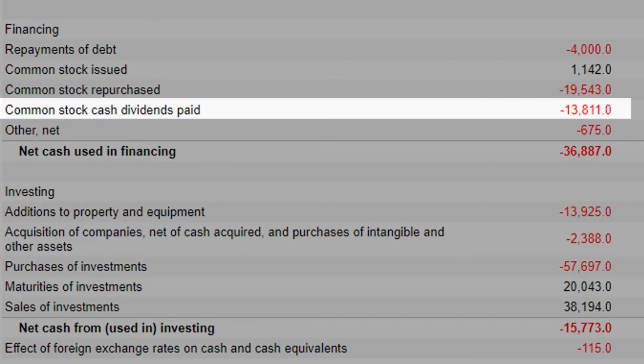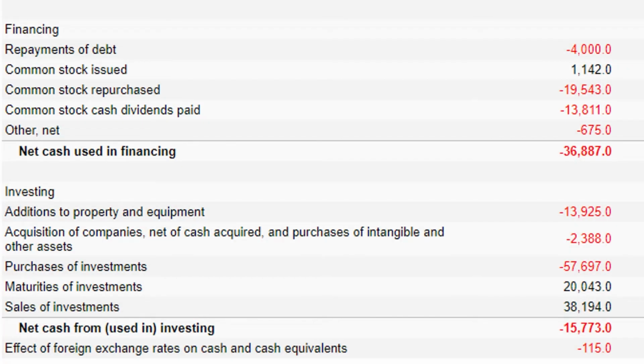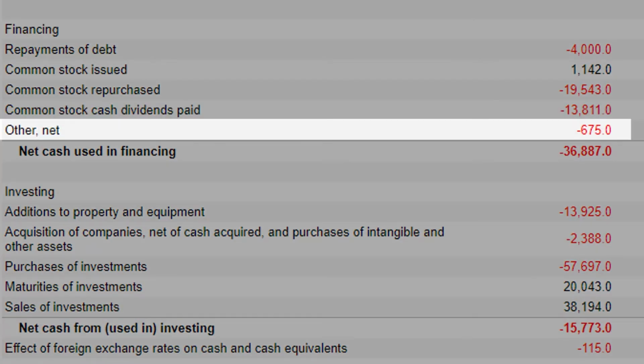Next is common stock cash dividends paid. So Microsoft paid $13.8 billion in dividends in the period to their shareholders. And the last section, it doesn't break down any further, but that's other net. So there was a $675 million cash outflow for other financing activities in the period.